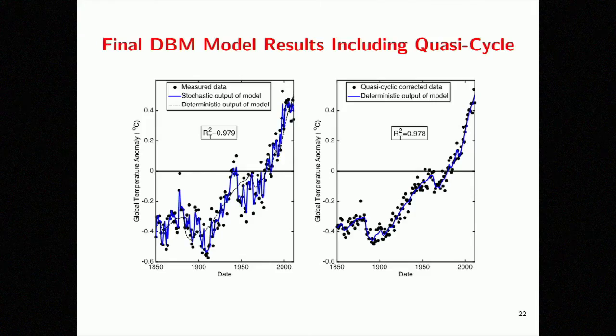Now, I would say that one of the problems when you send anything to a climate journal is they don't believe you can model these data to this accuracy. Okay?